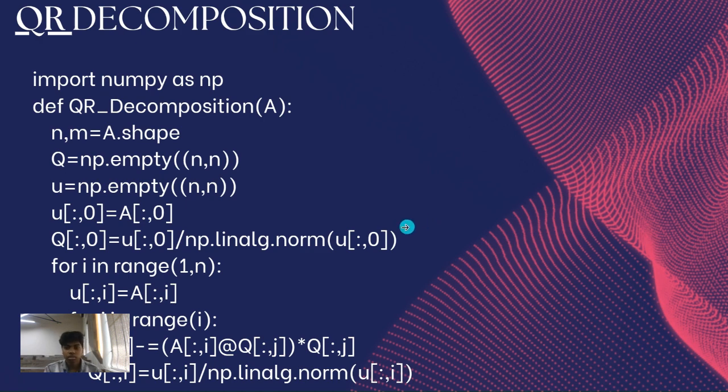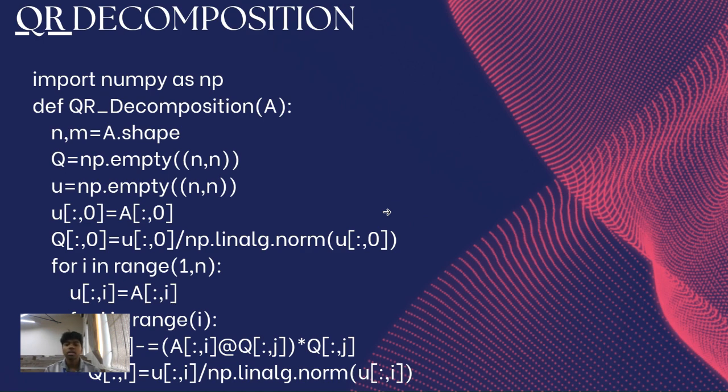Let's see about it. First, initialize the matrix. A is the input matrix. Q will store the orthogonal vectors; the columns of Q are perpendicular and have length 1. U is an intermediate matrix used to calculate the vectors for Q.